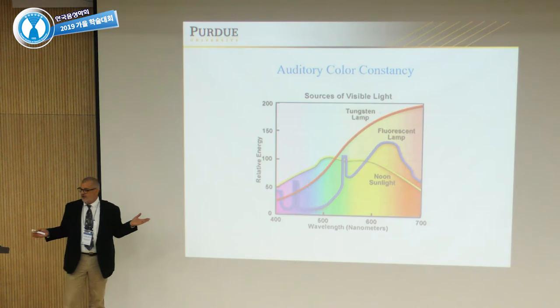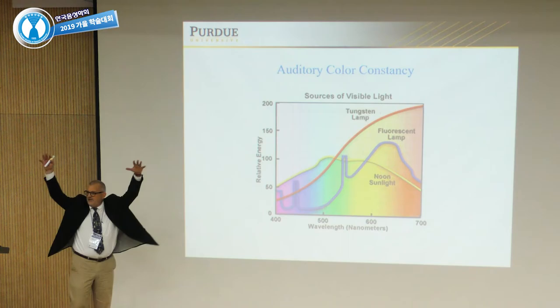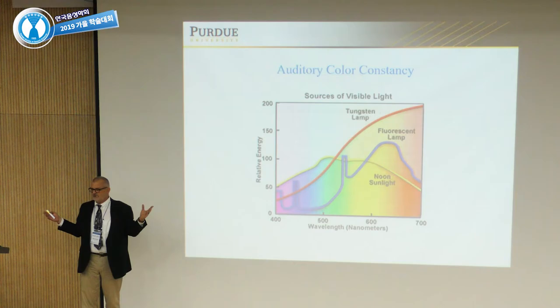These experiments are a lot like color constancy. Believe it or not, the light that comes up to your eyeballs from a particular color is vastly different depending upon the light source. All right, you guys all remember, what was it? Blue dress, gold dress, black, blue, that?